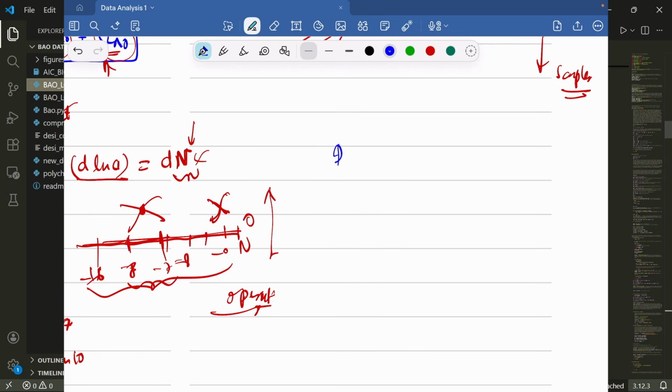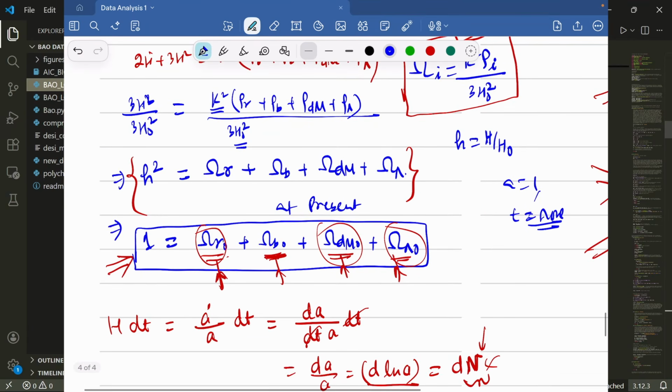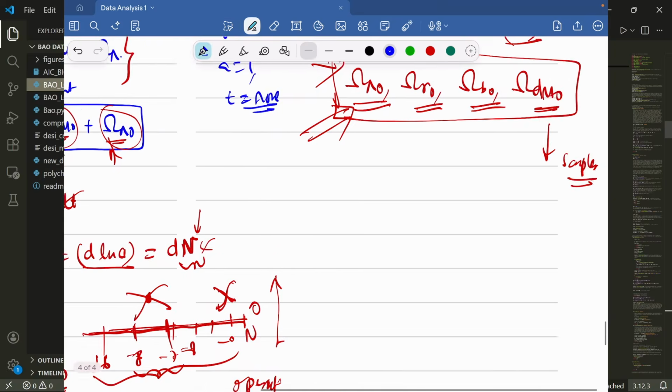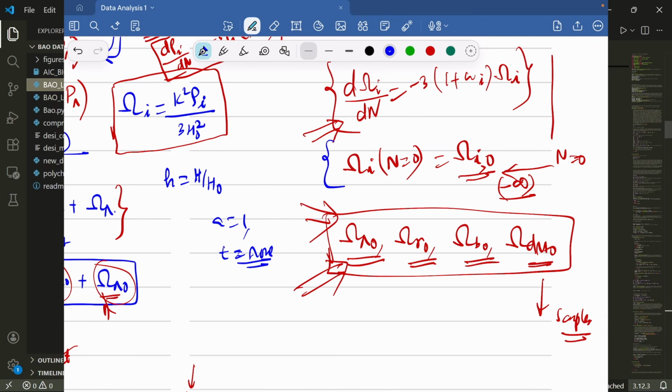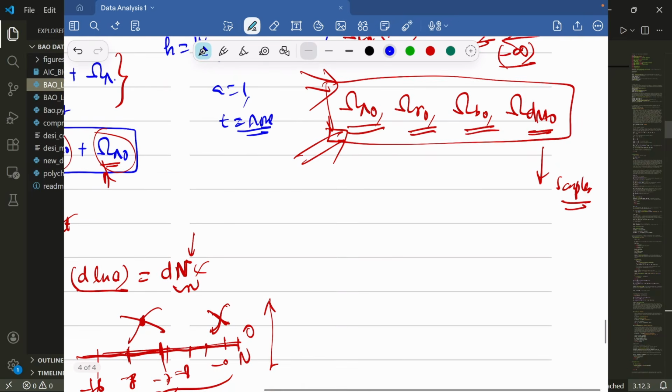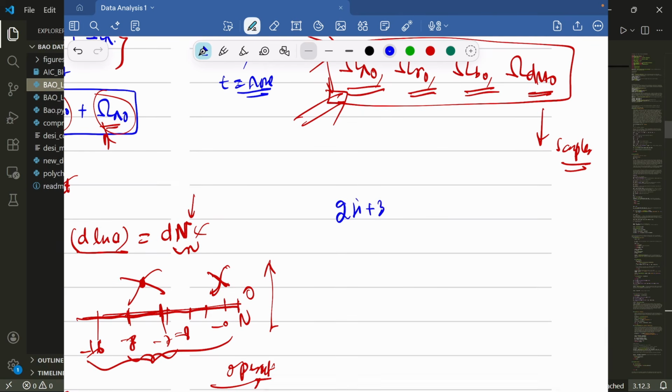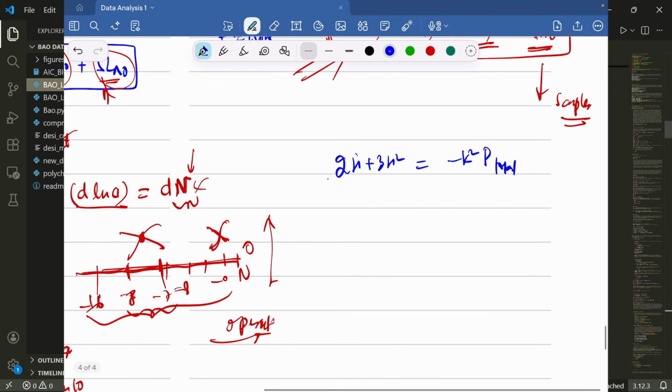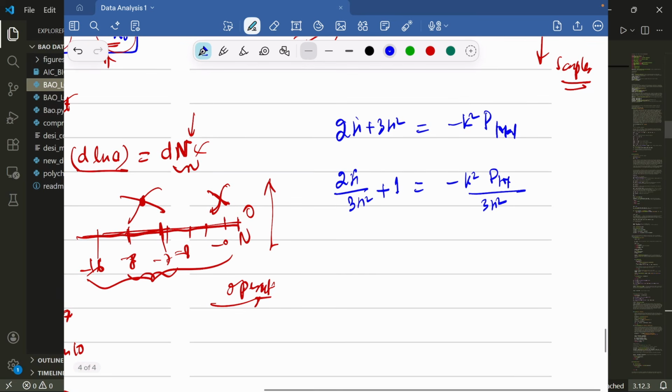Well, I had an equation. One equation gives me a constraint on one of the initial conditions. One equation is giving me how your density evolution goes on. Another, I had another equation, 2H dot plus 3H square is equal to minus kappa square P total. So what I will do? I will do the following. I'll divide it like this. 2H dot by 3H square plus 1 is equal to minus kappa square P total over 3H square.